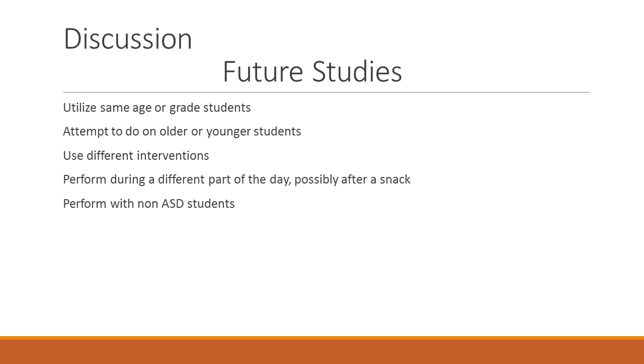Any future studies would do well to use the same age, or at least students from the same grade, and attempt to do these types of interventions on older or younger students. It might also be effective to use different interventions or variations of the intervention used in this study, such as a variable ratio schedule instead of a variable interval schedule. It can also be potentially helpful to perform a study of this nature at a different time of day and on non-autistic students as well.